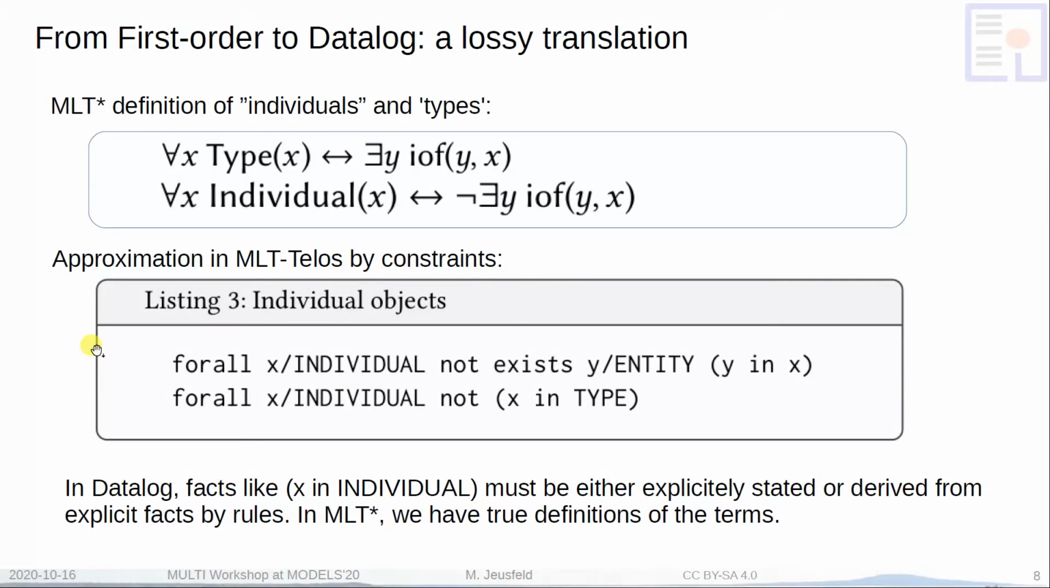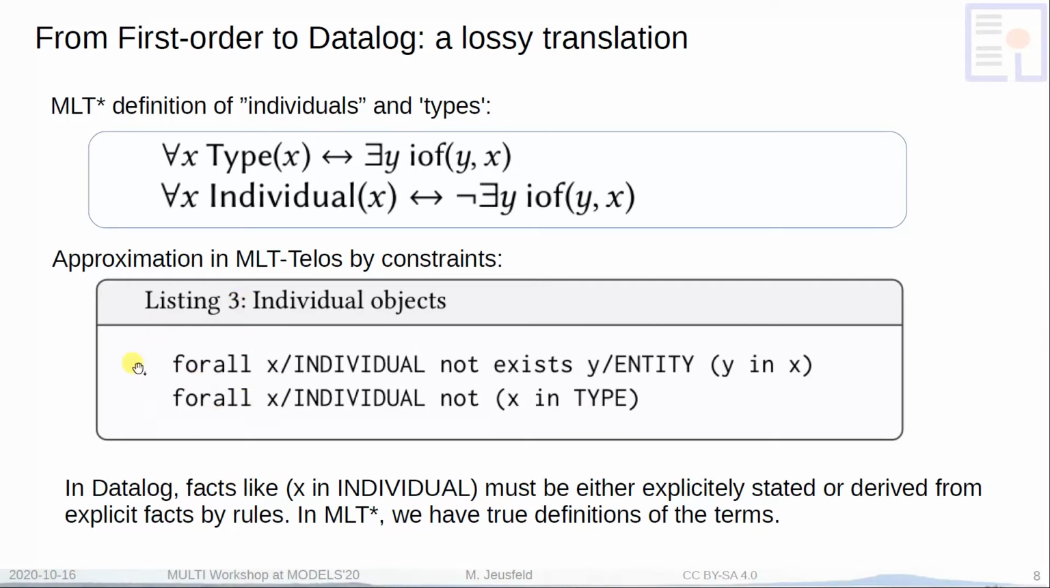So now let's have a look at some axioms. On the top you see the axioms for MLT star, and on the bottom you see how it is mapped to MLT-Telos in ConceptBase. The first one says X can only be a type if and only if there is at least one instance Y of this X. So types have instances, at least one. Individuals are the other way around: an individual X may never have an instance.